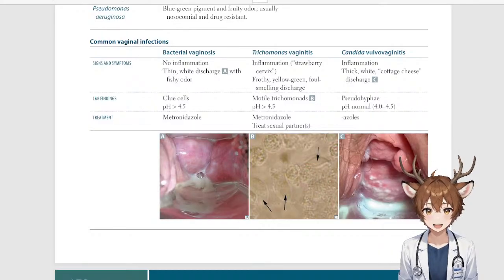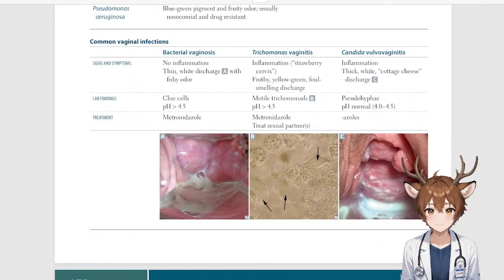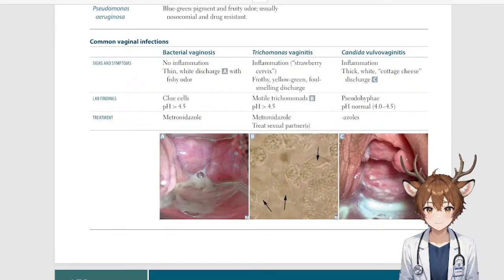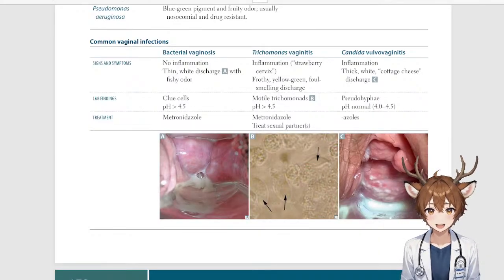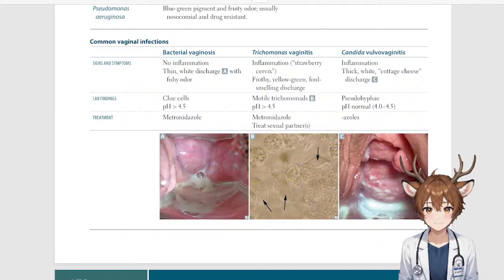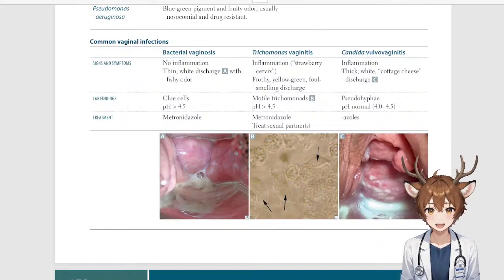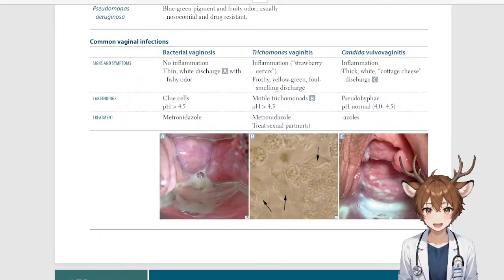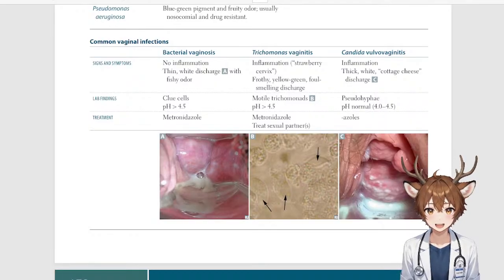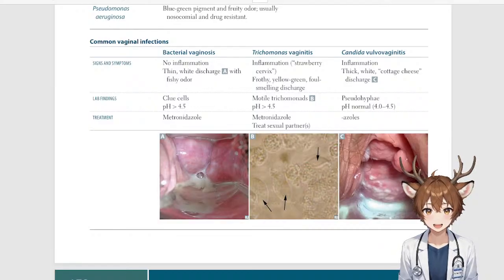What about Candida vulvovaginitis? Candida will have inflammation, thick white cottage cheese discharge. It is very unpleasant. Okay, pseudohyphae. pH would be normal though, 4.0 to 4.5. How do you treat Candida? With azoles, which makes sense because azoles are antifungal.